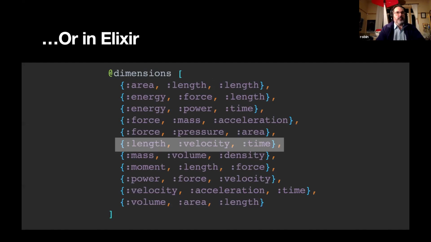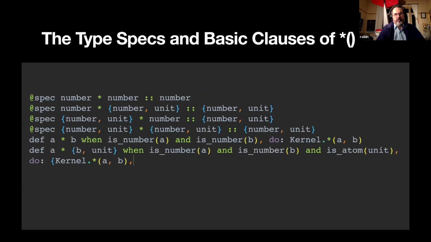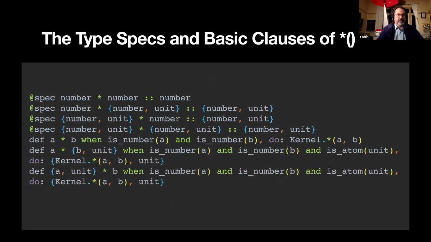Okay, so now we come to our final little thing, which is how to implement multiplication. First of all, we have to break this up into a few little bits. So here's the type specs and the simple clauses of multiplication. That's the start. We still want to implement normal multiplication, so pass it through to the kernel.